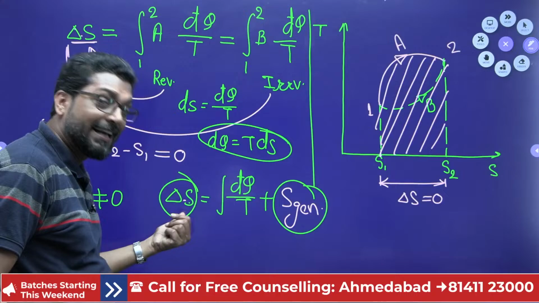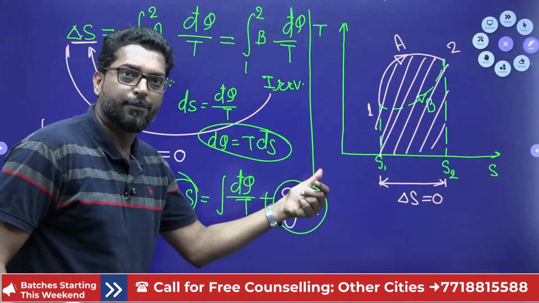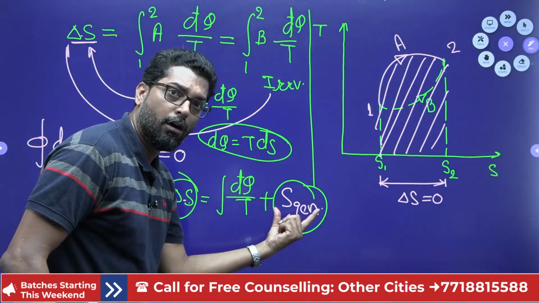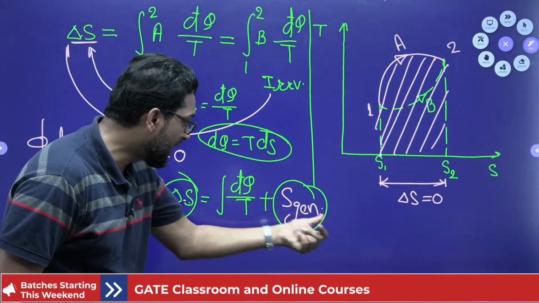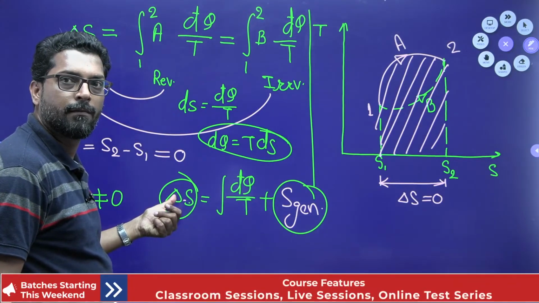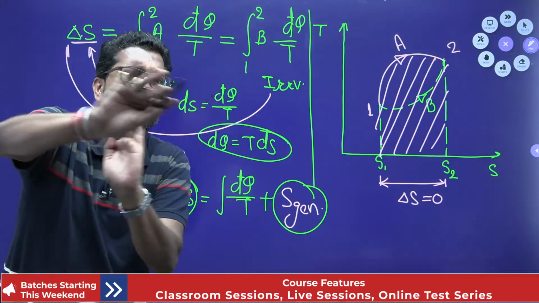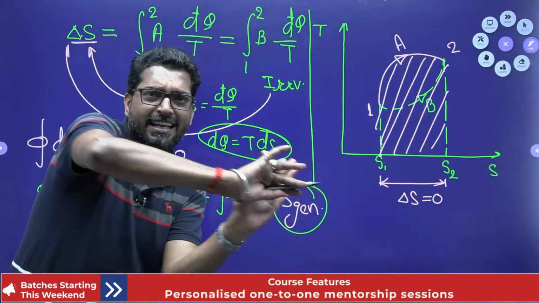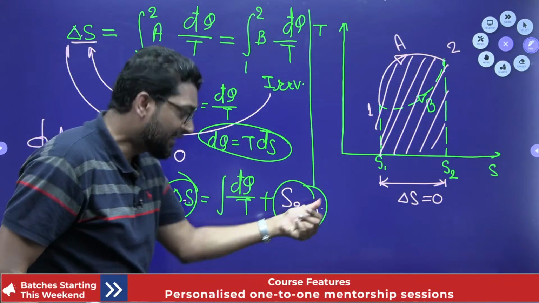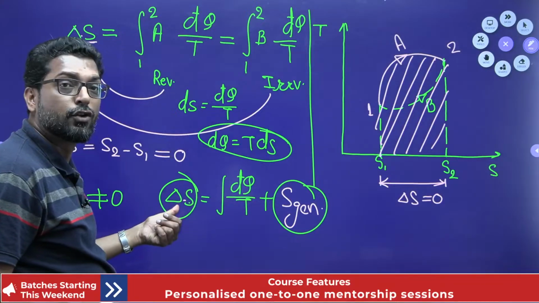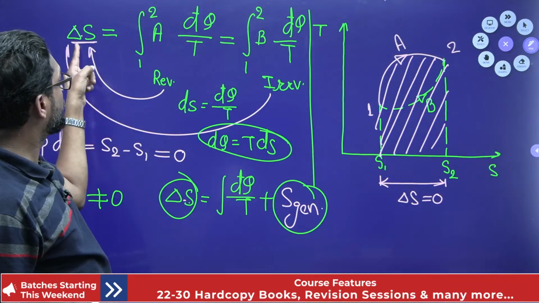And whether that is 0 or not will depend upon the generation. My dear, if generation is 0 and there is no heat transfer, that means a reversible adiabatic process, and a reversible adiabatic process must be isentropic. See the beauty. If the generation is 0, that means there is no irreversibility in the system. Generation is 0, and there is no heat transfer. So this is the isentropic process. This is for the process, not for the cycle.